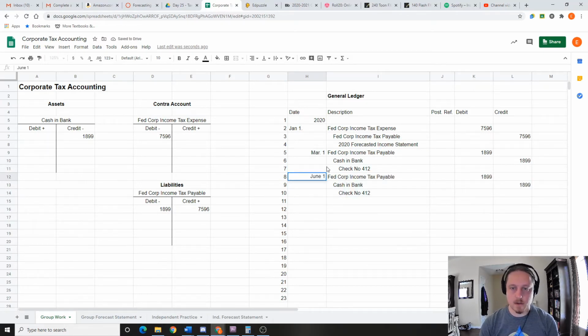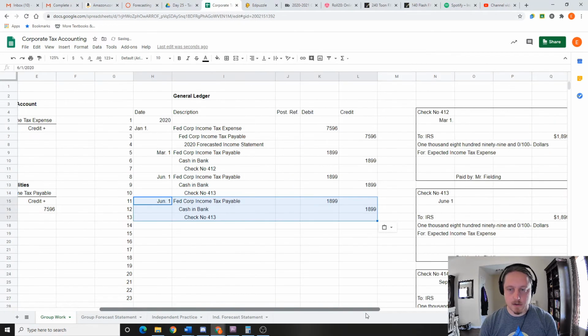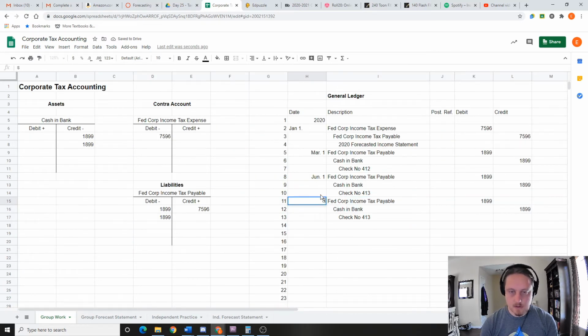So June 1st, we are taking away some of our liability. We're also spending some money out of our bank. And this check number is not the same. It's 413. Okay, let's do it again. This time it was in September, and it was number 414. And we have less liability and less cash.